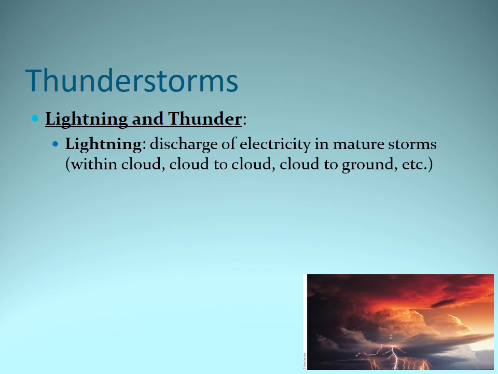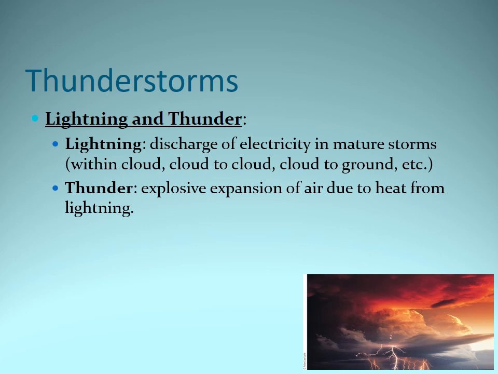Thunder is the explosive expansion, the sudden expansion of air because it was heated so quickly by the intense heat of the lightning stroke. In fact, the temperature of lightning is greater than the surface of the sun. So imagine air being heated up to 50,000 degrees Fahrenheit, and then suddenly that heat source is gone, and it collapses onto itself and creates thunder.